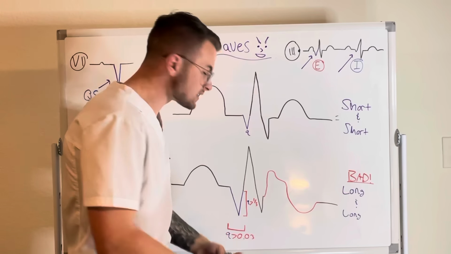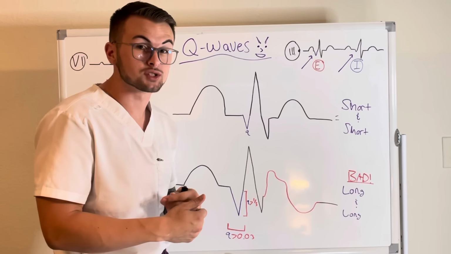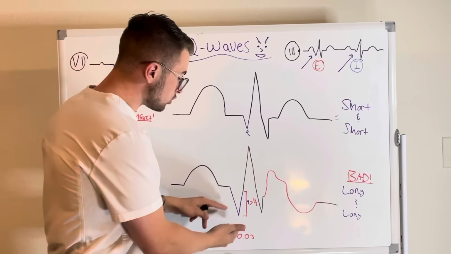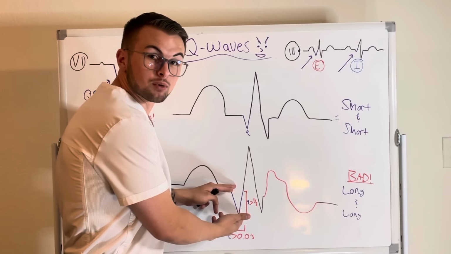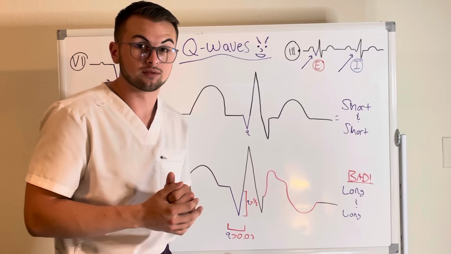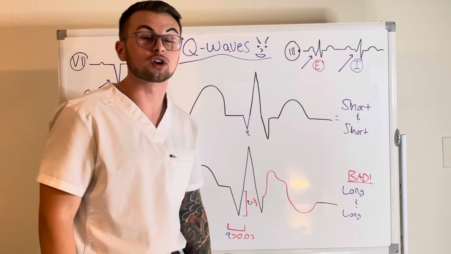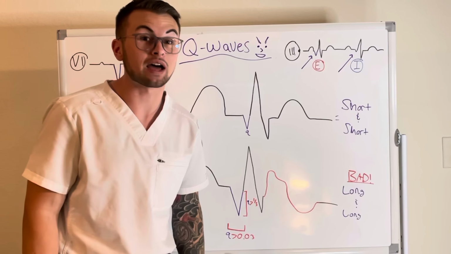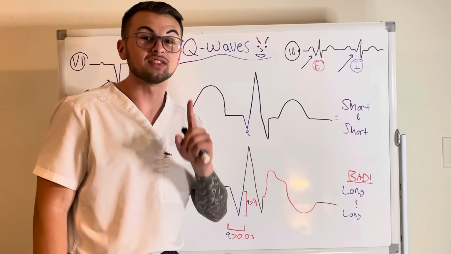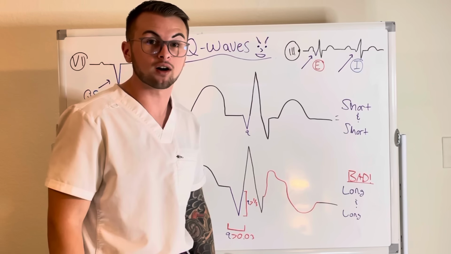Now, what happens if we see Q waves that are greater than 0.03 seconds long, or Q waves that are very deep or longer than 1/3 of the height of the R wave? We say that these are likely pathological Q waves, or Q waves that indicate a pathology, or that indicate there is something wrong with your patient's heart.